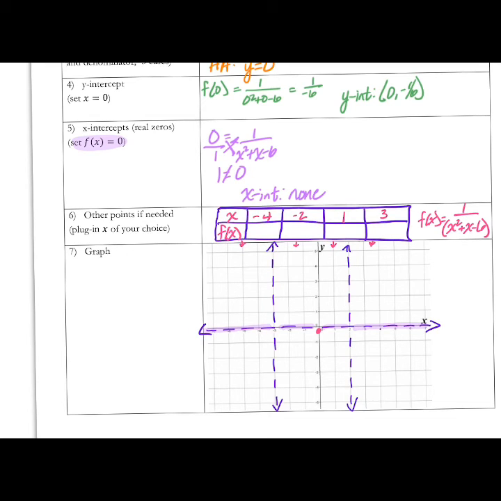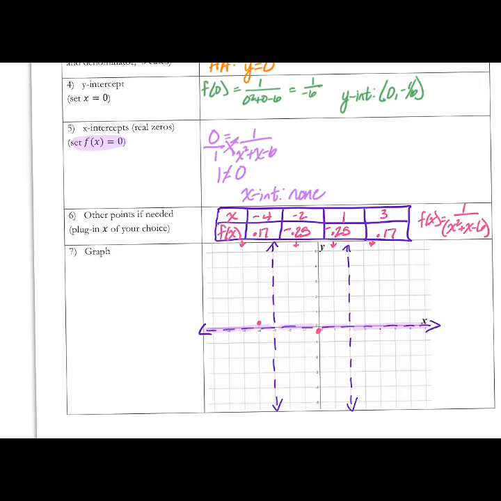So I'm just going to plug negative 4 in. So in my calculator, plug it in, and I get a value of 0.17. And I plug negative 2 in, and I'm going to get a value of negative 0.25. And if you don't trust me, go ahead and pause the video and plug your values in and see what you get. And then I get a value of negative 0.25, and 0.17. Okay, so let's go ahead and plot those points.